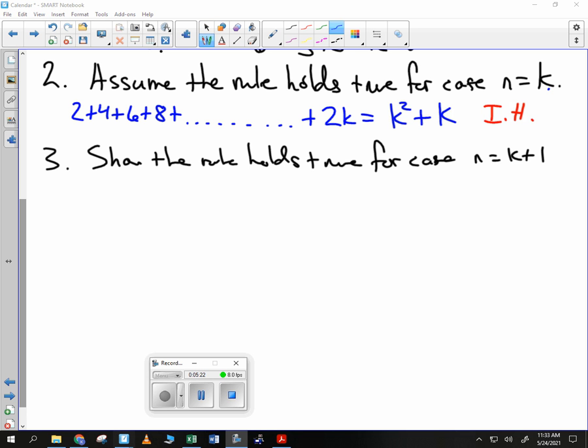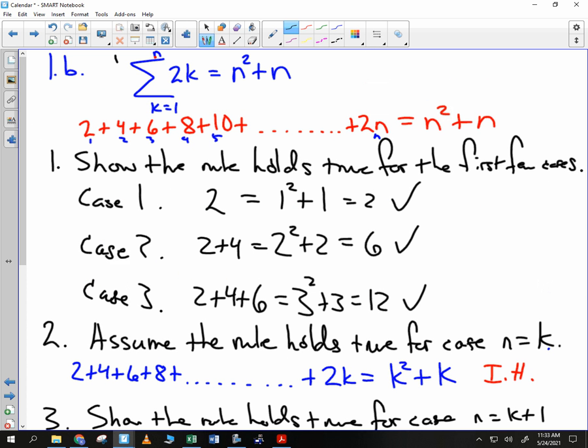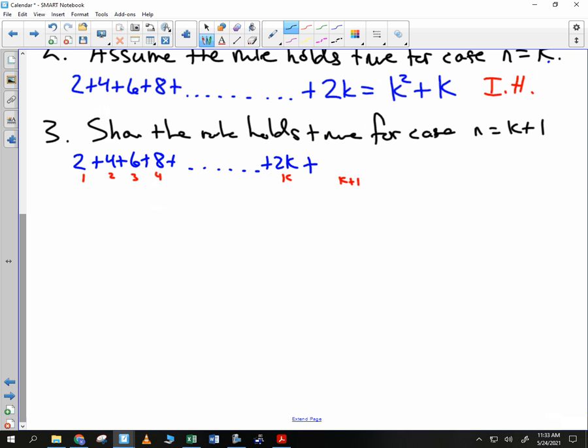Okay, here we go. So let's see what this expansion is. You should have 2 plus 4 plus 6 plus 8 plus dot, dot, dot, and then you should have 2k. And then instead of stopping at the k term, remember, this is our first term, second term, third term, fourth term. This is our k term. We want the k plus 1 term. So when you plug k plus 1 into this guy right there, you get 2 times the quantity k plus 1.